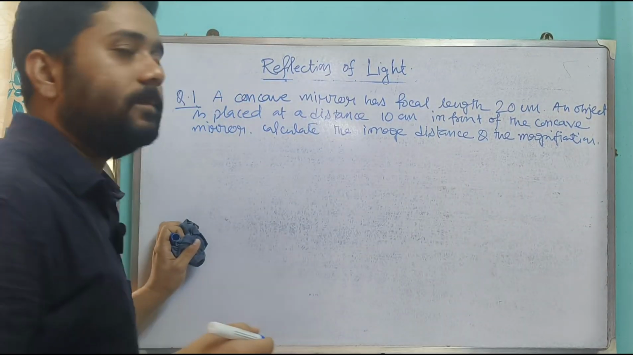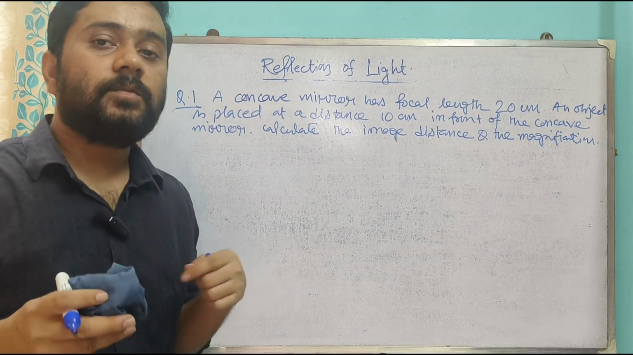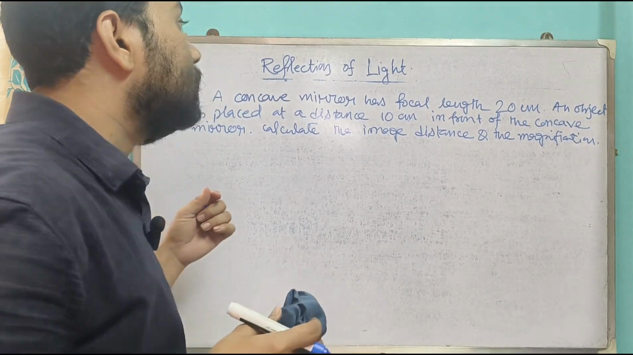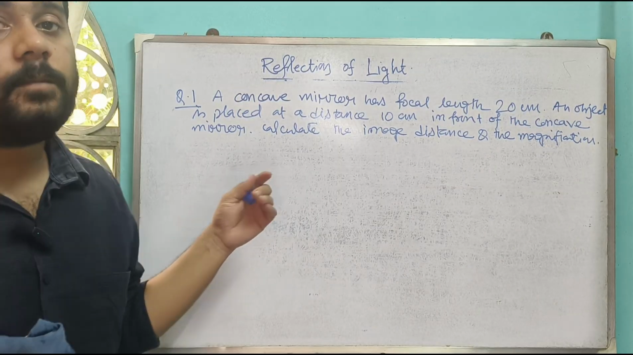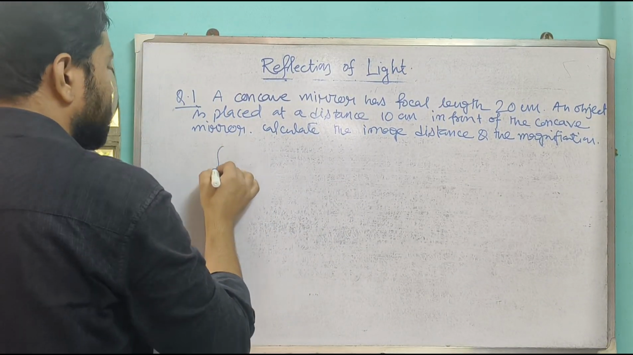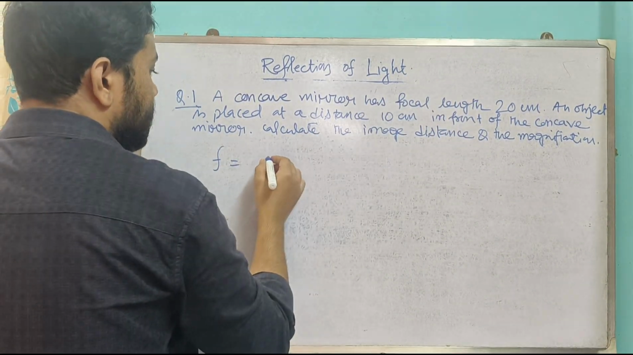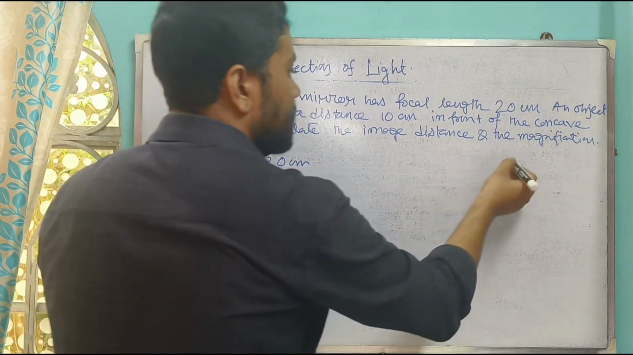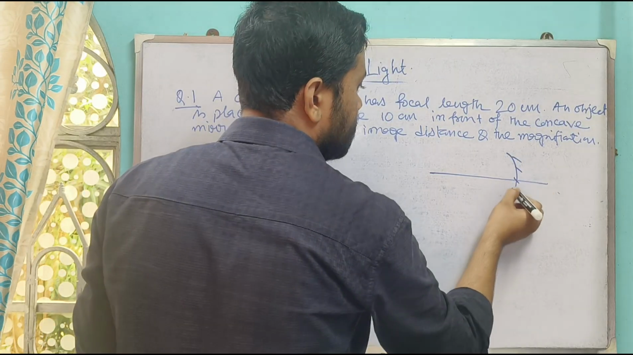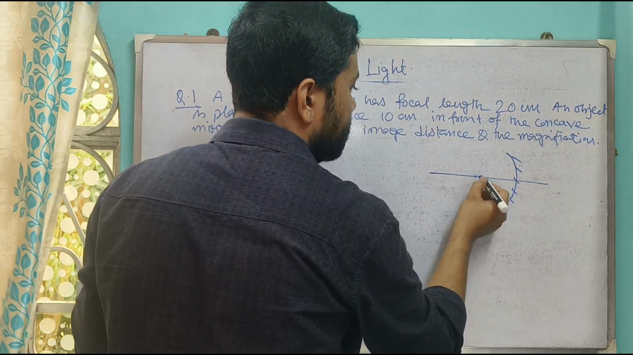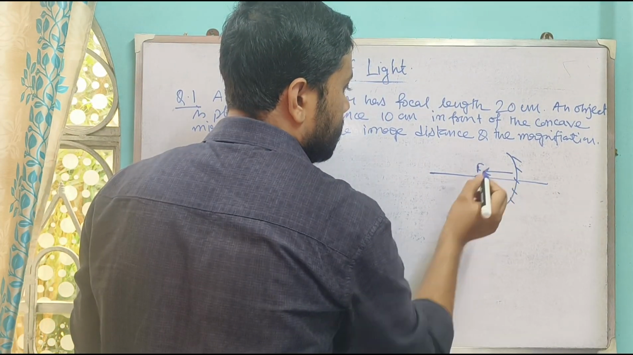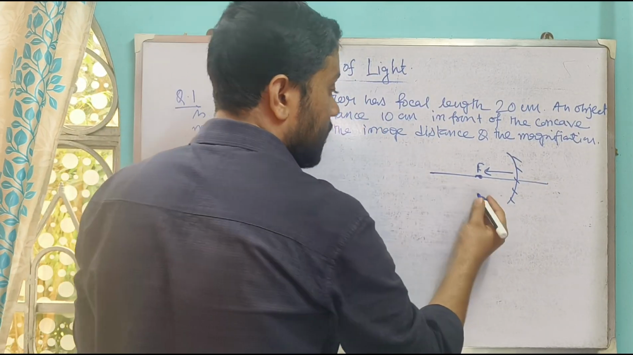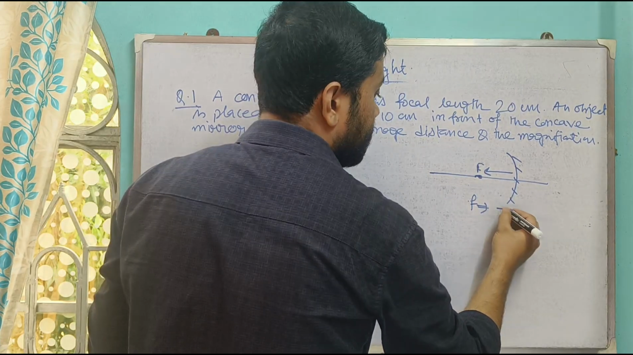So here we have to calculate the magnification and image distance, and to solve a numerical, our first step is to write the given data with the proper sign convention. So first is the focal length given here, and the value is 20 centimeter. But what will be the sign? Is it positive or negative? As it is a concave mirror, and the focus point is in front of the mirror, against the direction of light, so f is negative.